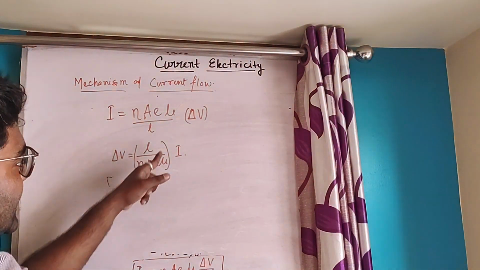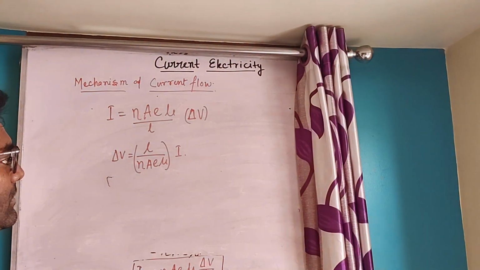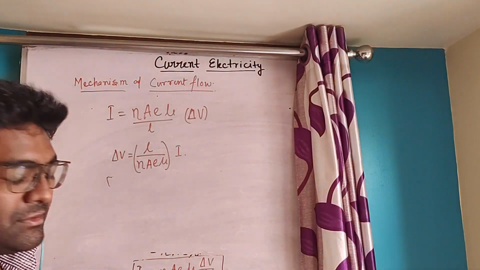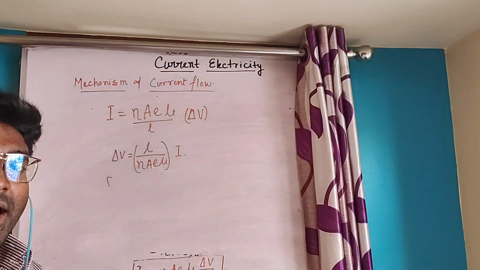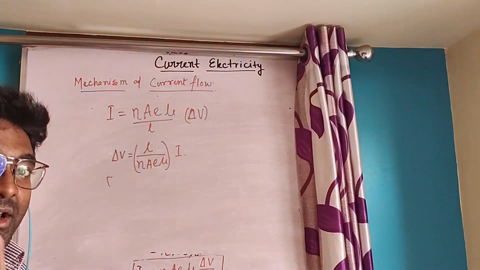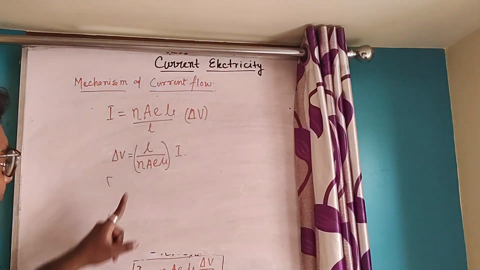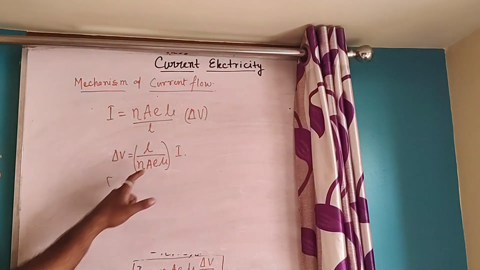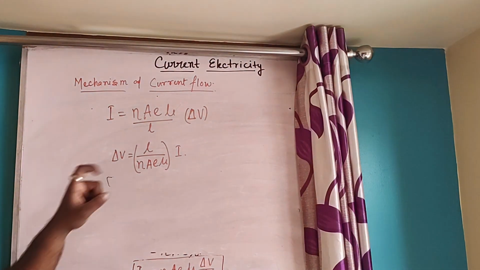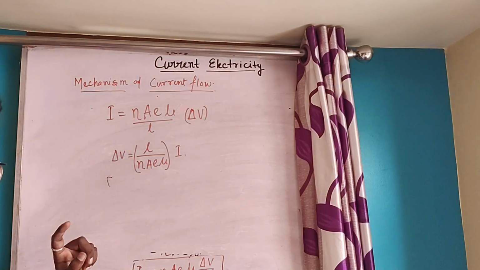Now in a specific conductor, suppose I am talking about a copper conductor. Which one is the best conductor? I know that metals are the conductors. So which one is the best conductor? Silver is the best conductor. After silver, copper is. Now suppose I am taking a copper conductor. So for a copper conductor, all these factors, that is the length of the conductor and the number density of the conductor.